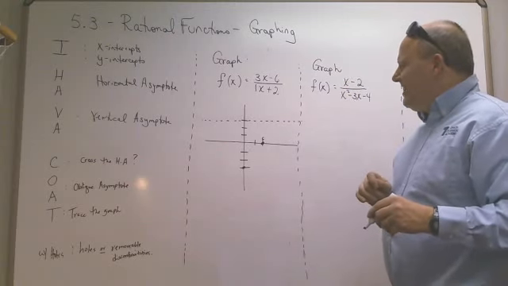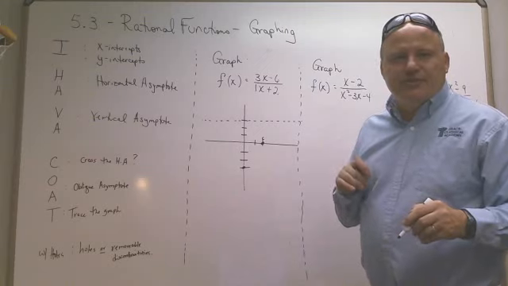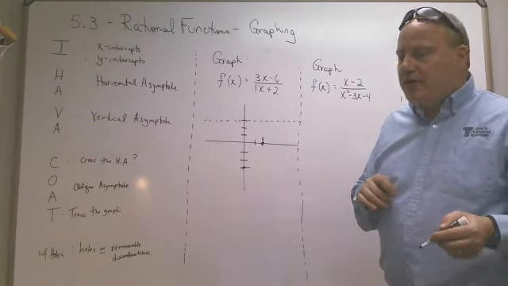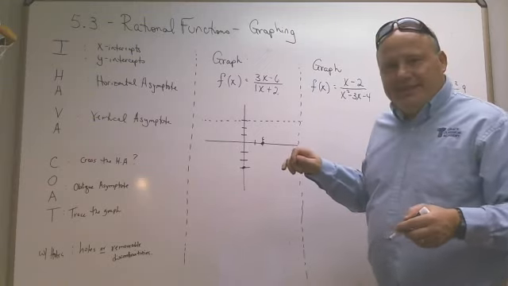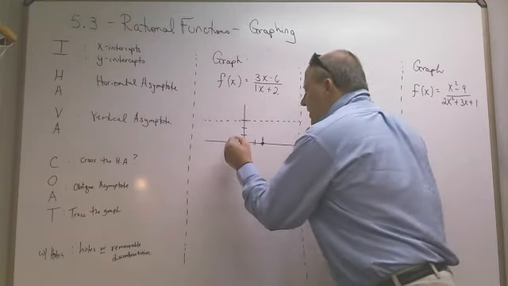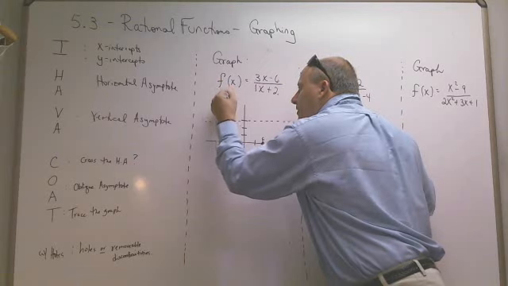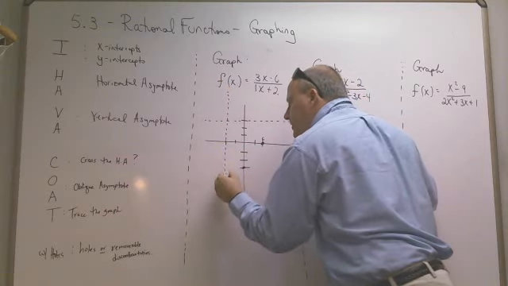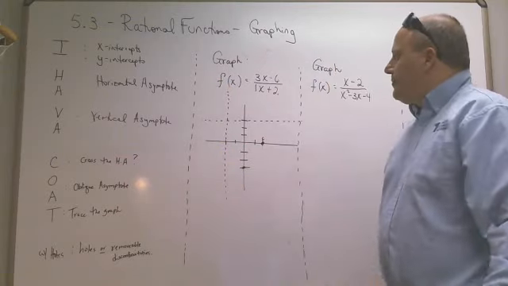And then the next thing is the vertical asymptote. We talked about that in another section as well. We found vertical asymptotes by setting the denominator equal to 0. So that's x plus 2, so x equals negative 2. There's a vertical asymptote right through there. All right, so that's what we've got.